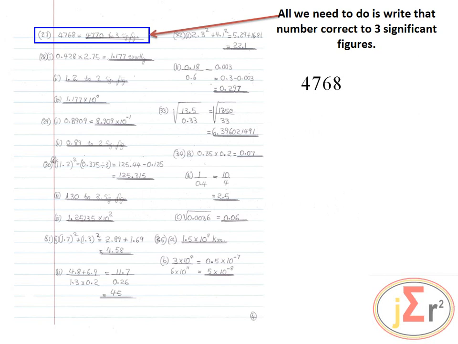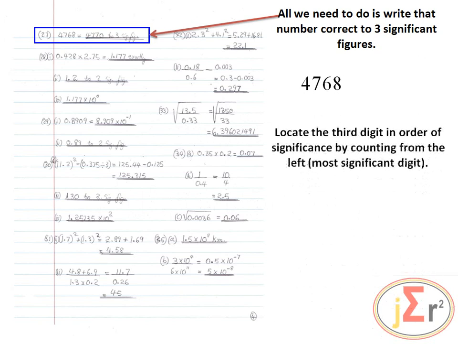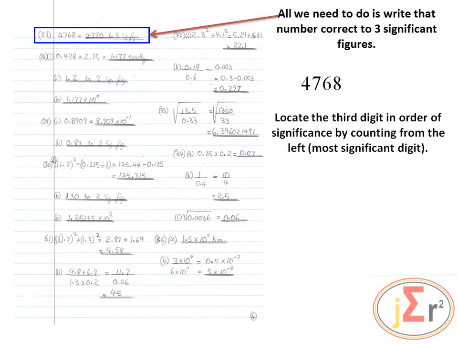All we need to do is write that number correct to 3 significant figures. In order to do that, we will first locate the third digit in order of significance by counting from the left. At the left we will find the most significant digit. So we begin with the most significant digit, and as we count we are decreasing in significance, going all the way down to the third significant digit.